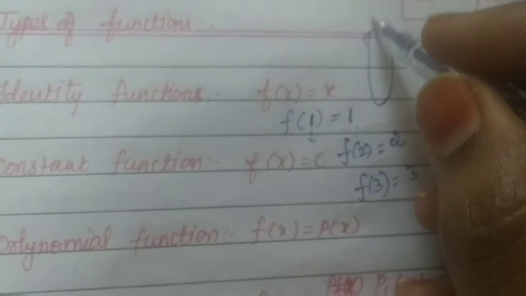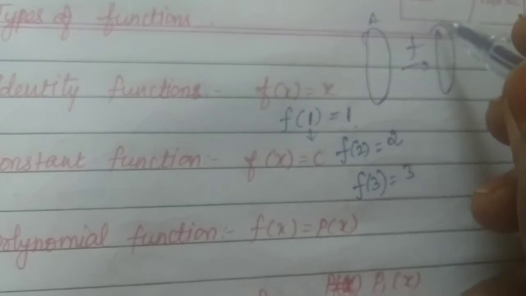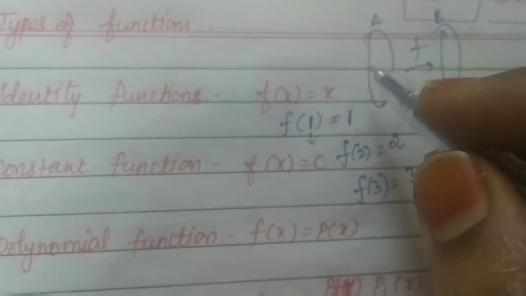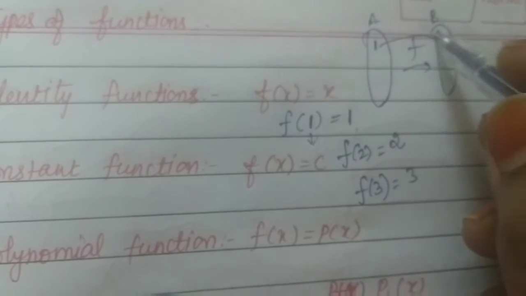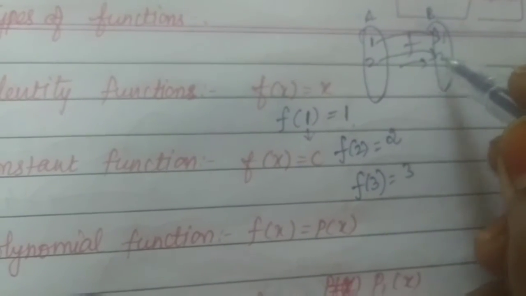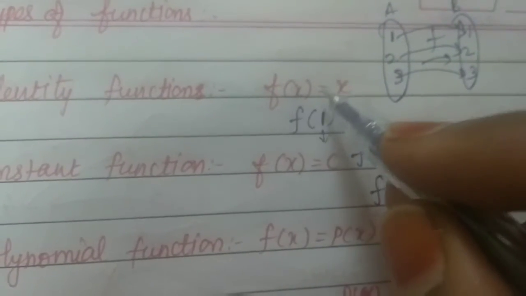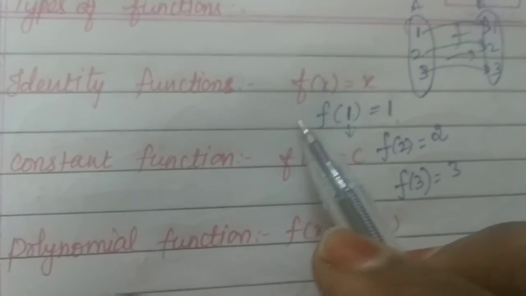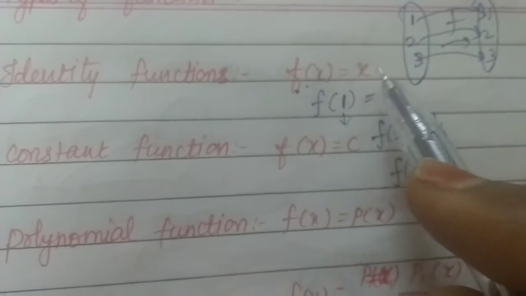That is, from set A to set B, if we are defining a function, it is said to be an identity function when each and every element is related to itself. If 1 is related to 1, 2 is related to 2, 3 is related to 3. Therefore, each and every element should be related to the same element. That is called an identity function. So only they have given us f of x is equal to x.